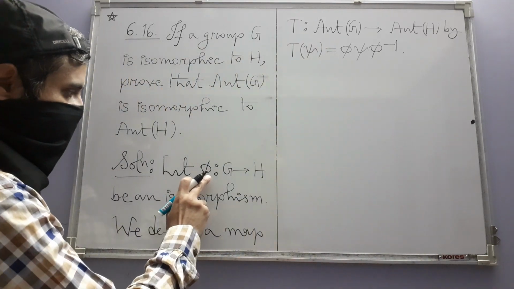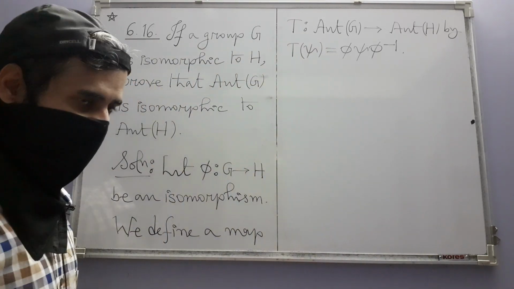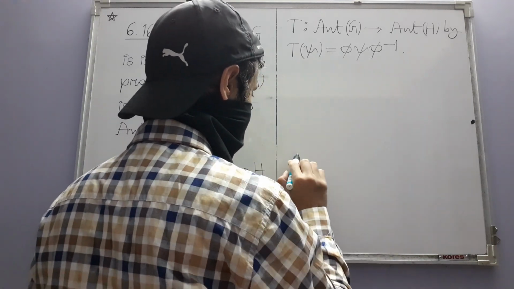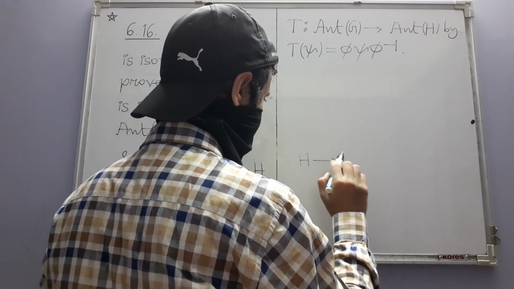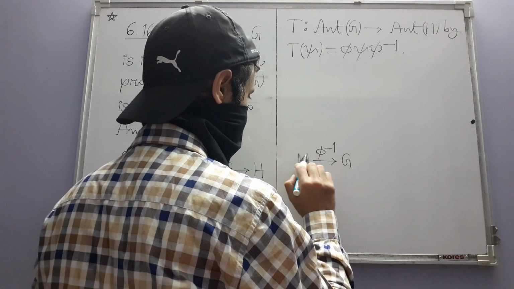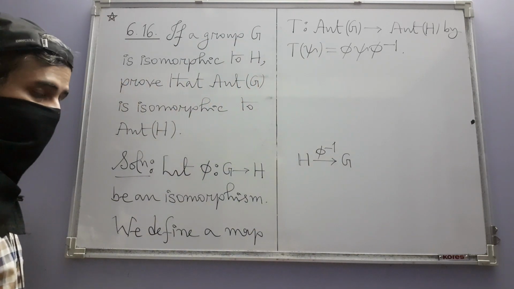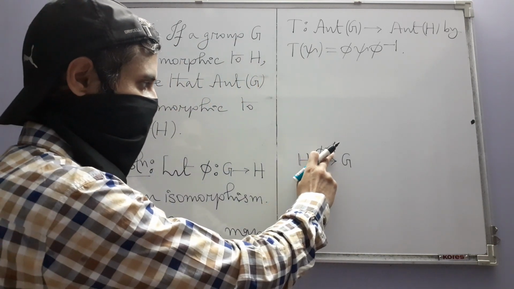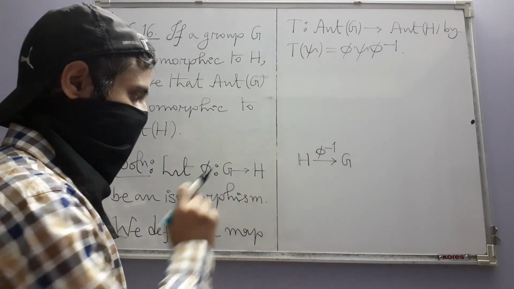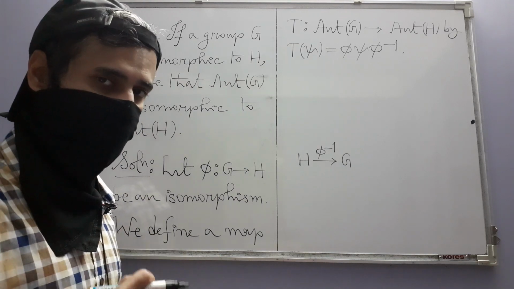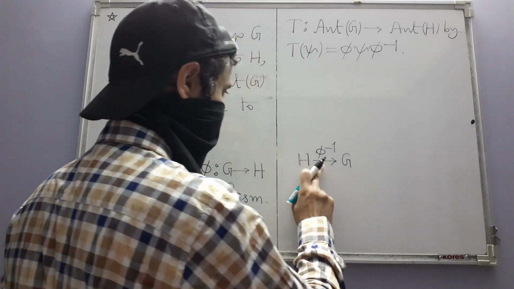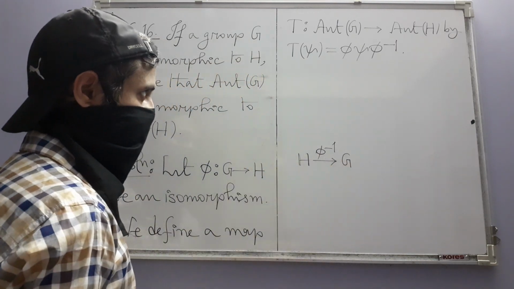So we already know that phi maps G into H. So that means phi inverse takes us from H to G. One more thing. How is it that phi inverse exists? That is because phi is an isomorphism. So phi is a bijective function. So its inverse naturally exists. So that inverse takes us from H to G.